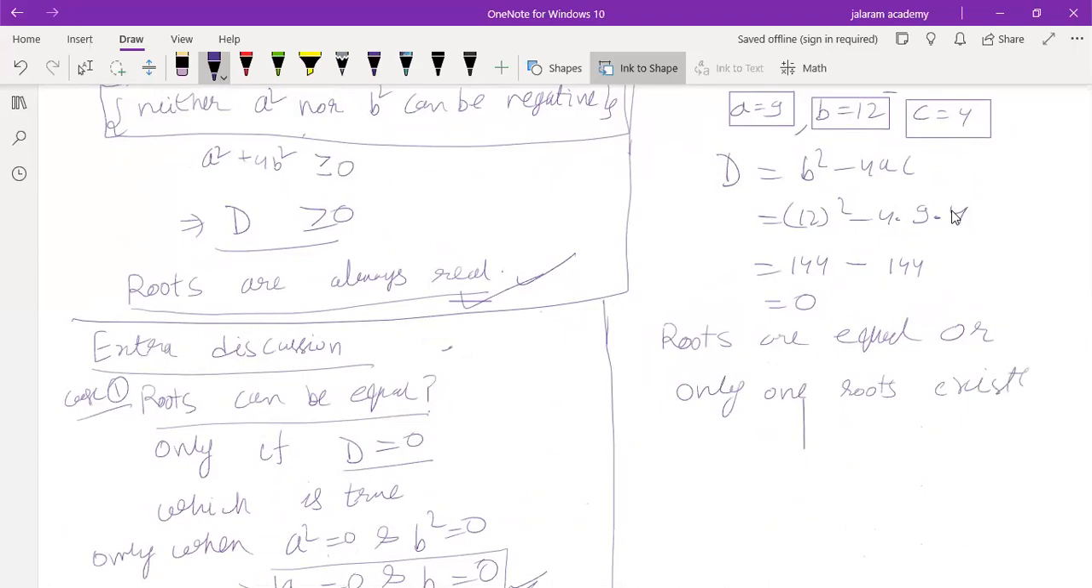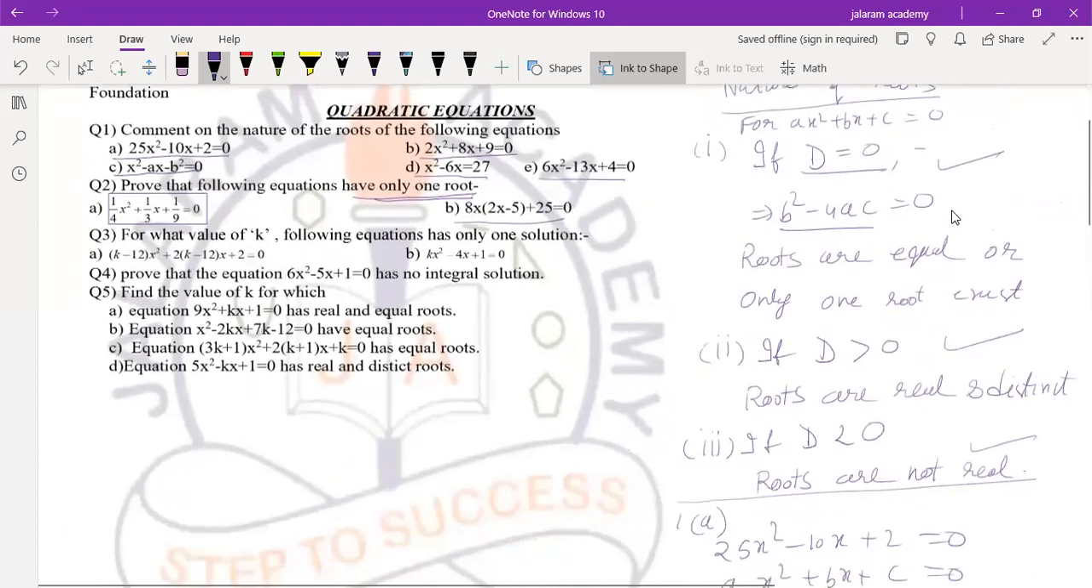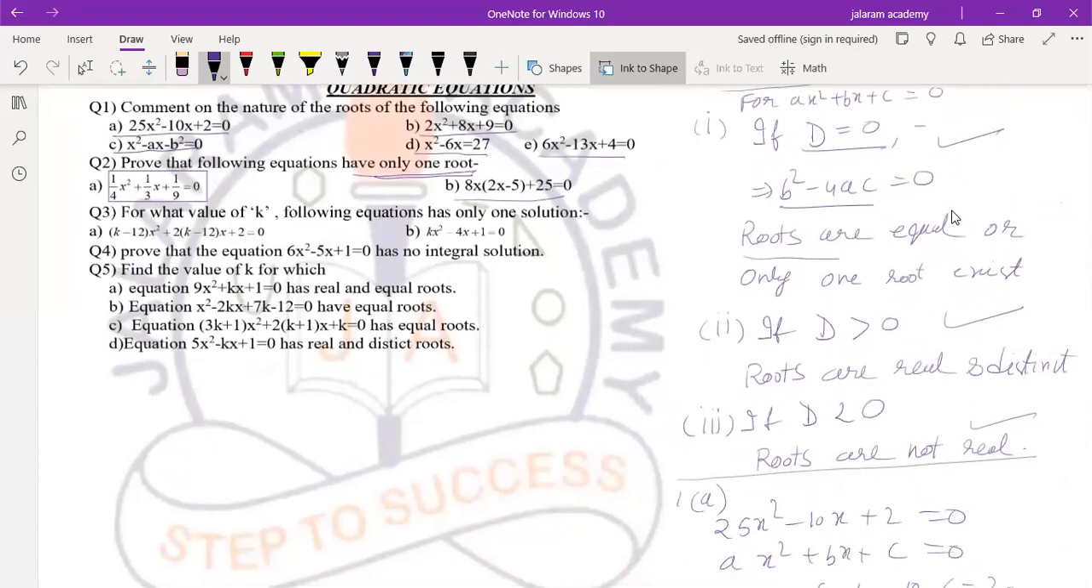exists. Some students ask me, what is the meaning of saying that equation have only one root? It means that roots are equal, they are coinciding. So this is the same thing, roots are equal or only one root exists. Otherwise, there will be two distinct roots. Then discriminant will be greater than 0.